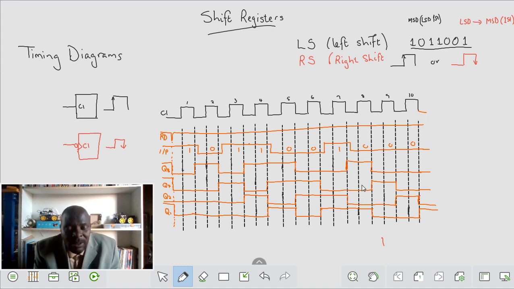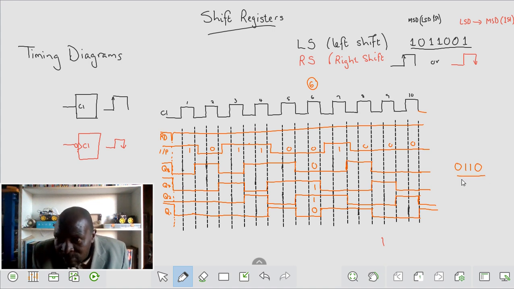Now you could be asked, even with the previous example, what the reading would be after 6 clock pulses. Then you simply say it is, and we write it with the most significant first. So after 6 clock pulses, we are reading 0, that MSD 0, that Q8 0, 1 1 0, 0 1 1 0. This is what would read after 6 clock pulses.